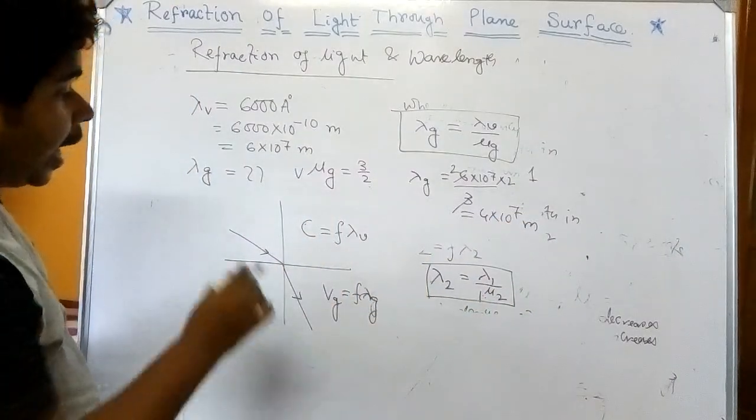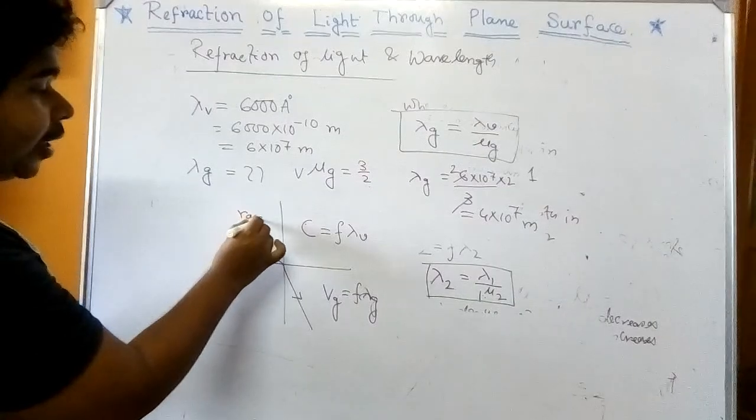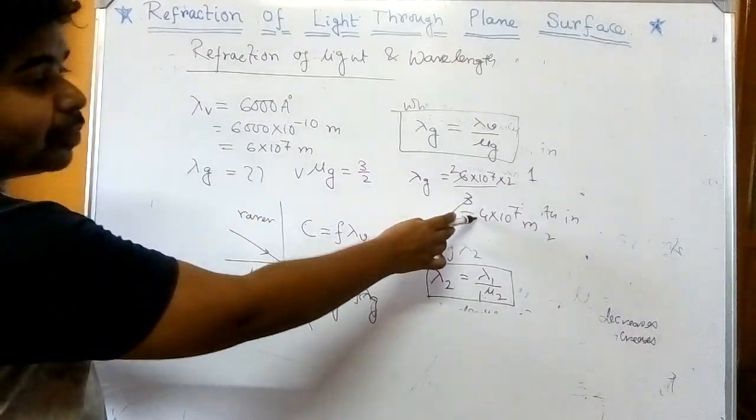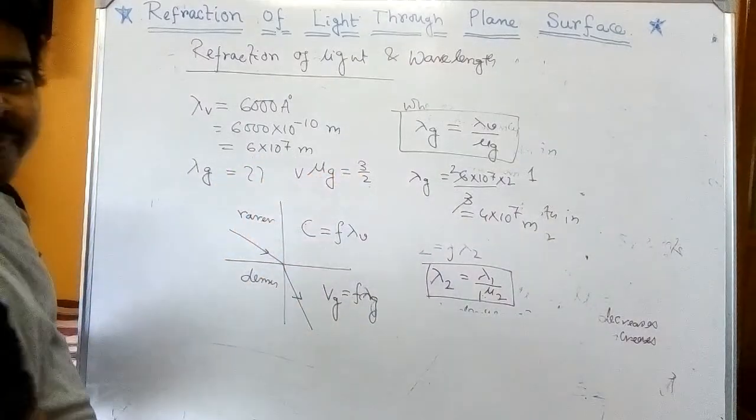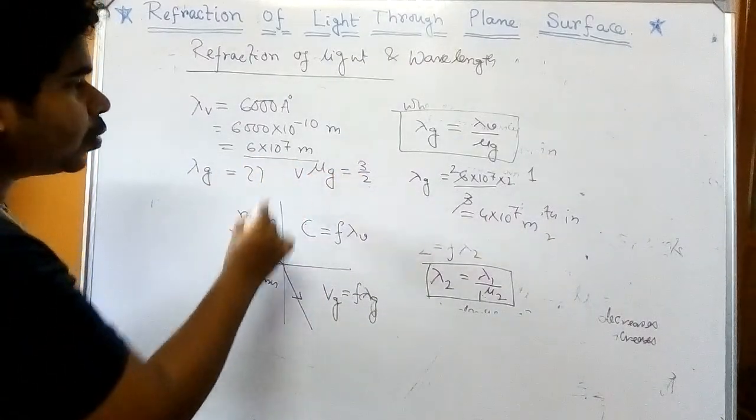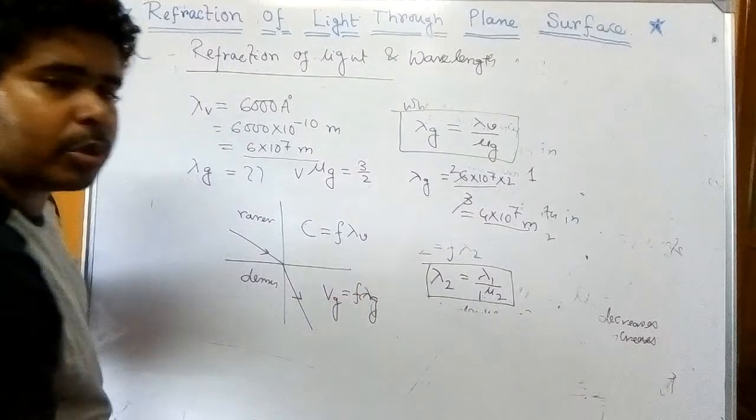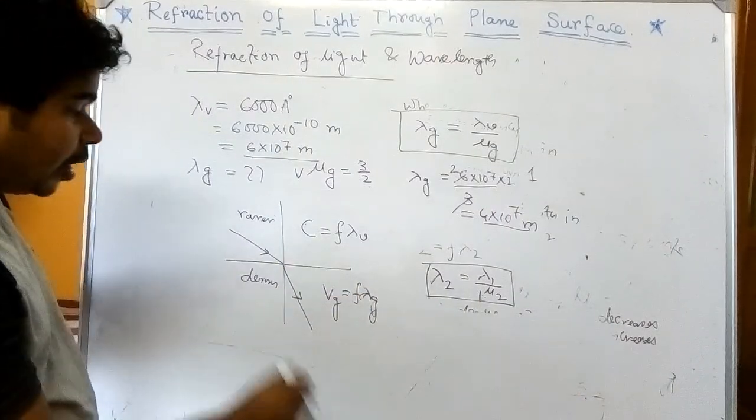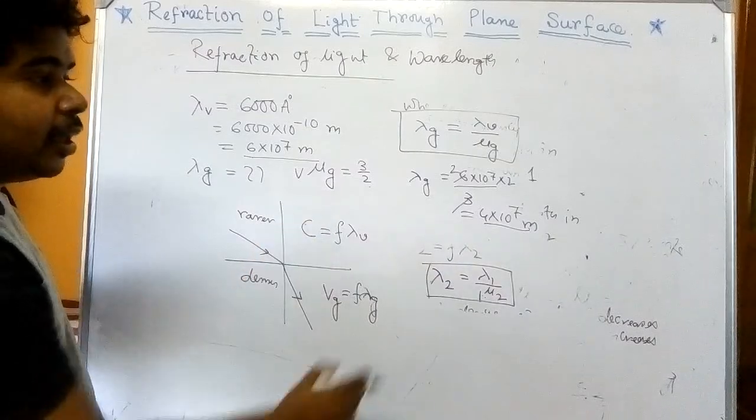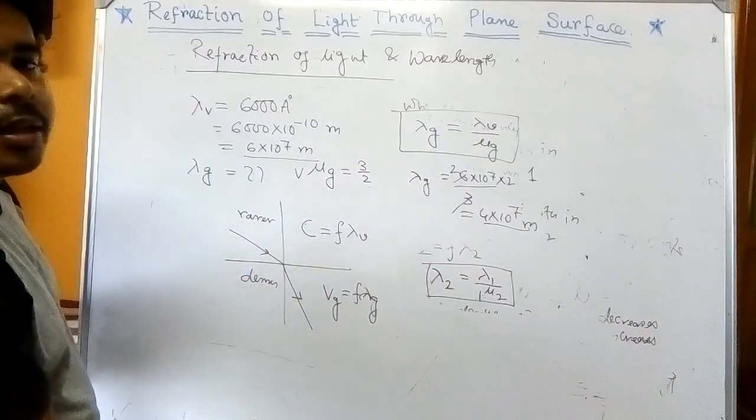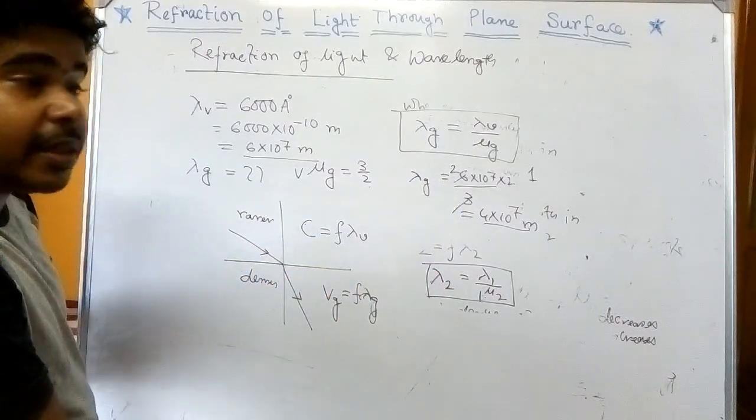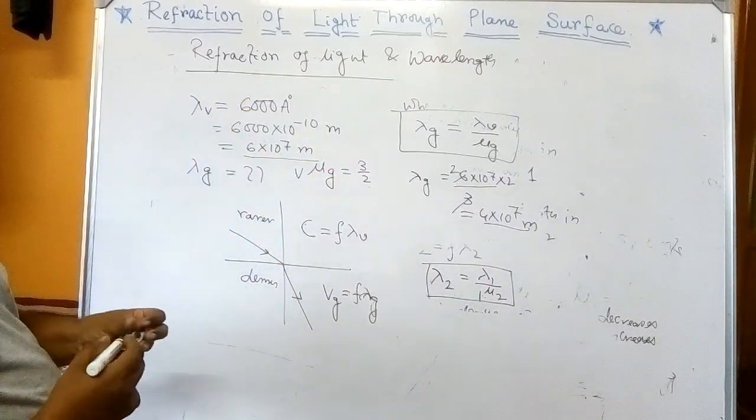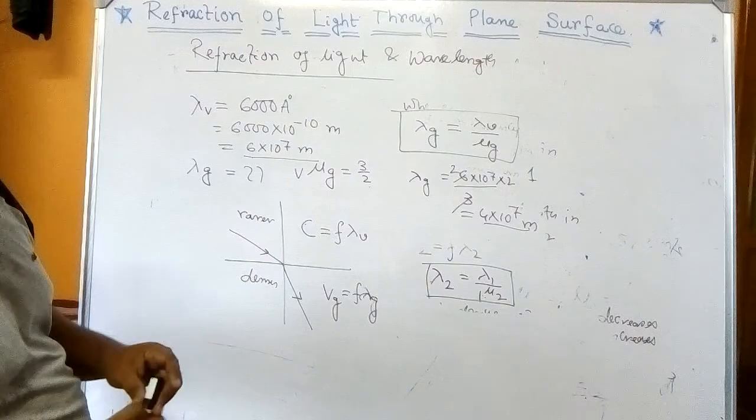Now you see, as the light comes from rarer to denser medium, the wavelength is decreased. Initially it is 6 into 10 to the power minus 7, now it is 4 into 10 to the power minus 7. But if the opposite occurs, if the light goes from denser to rarer, then you can see that the wavelength of the light is increased. That is the relation of wavelength with the refraction of light.